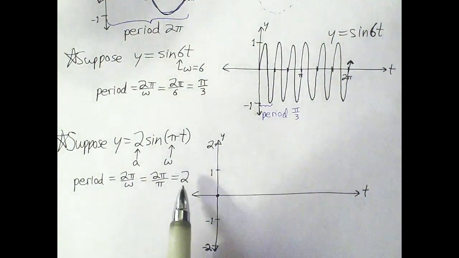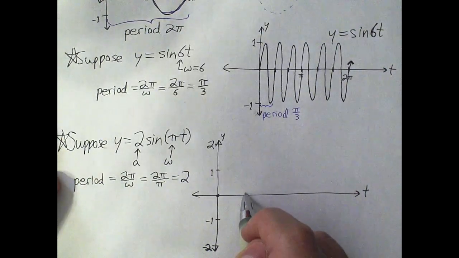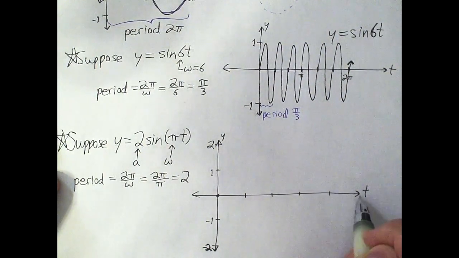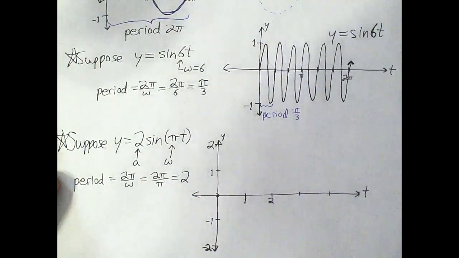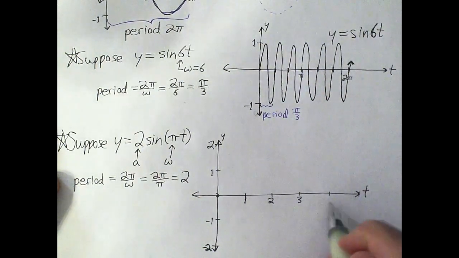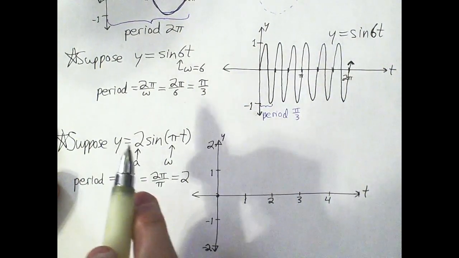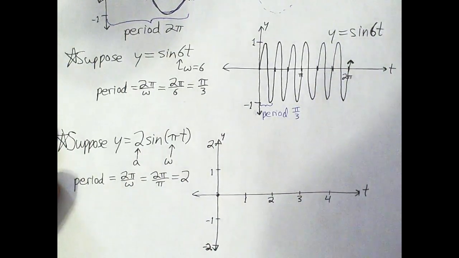So I know that the period is 2, and when we draw pictures of trig functions, we like to draw at least 1 period. So I think what I'll do is set up the horizontal and vertical scale to be pretty similar. Like if this was 1, 2, then maybe this is 1, 2, 3, 4. Let's do that. Other than those changes, the overall shape of sine is still going to be the same.